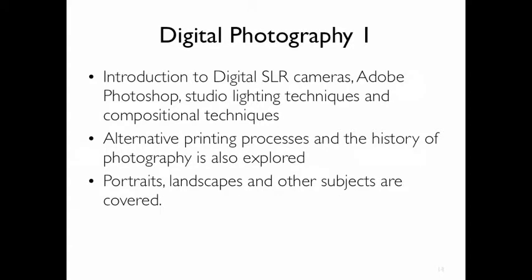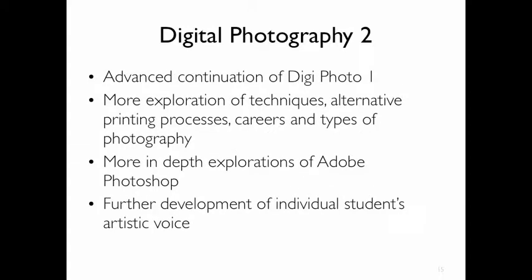Digital Photography 1 is an introduction to how to use digital SLR cameras, Adobe Photoshop, studio lighting, and compositional techniques. Students also learn about different printing processes and how to compose their images. They explore a bit of history and they look at subjects such as landscape and portrait. Digital Photography 2 allows students to advance their artistic voice further, exploring Adobe Photoshop further, and pushing the boundaries of what they've learned from Digital Photo 1.